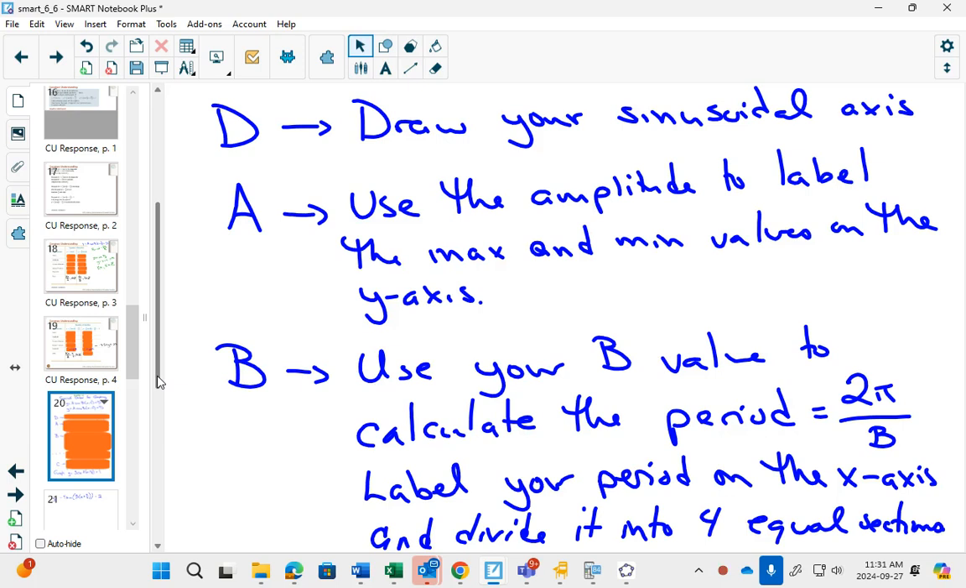Then on your x-axis, you're going to label one period and divide it into 4 equal sections. Because every time we've had our period with 4 sections with the 4 quadrants, so whatever your new period is, you need to divide that into 4 equal sections. That's the DAB part.